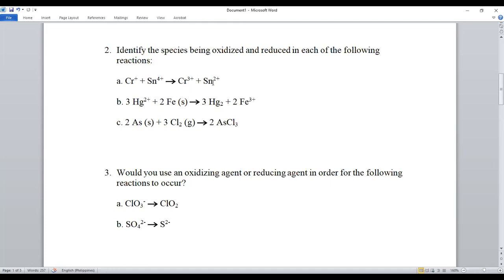What about letter B? Which is being oxidized? Mercury? Diin ang gin-oxidized. Ion. Correct. Zero siya, kaya nag-plus 3 siya. So, oxidized siya. Ang isa, gin-reduced. It was reduced. So, from plus 2 to 0 siya ang nagbaton sa ginhatag ni iron na electrons.